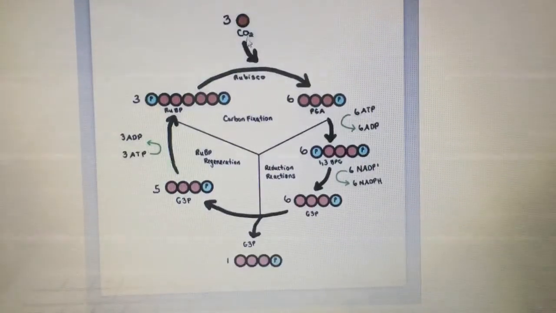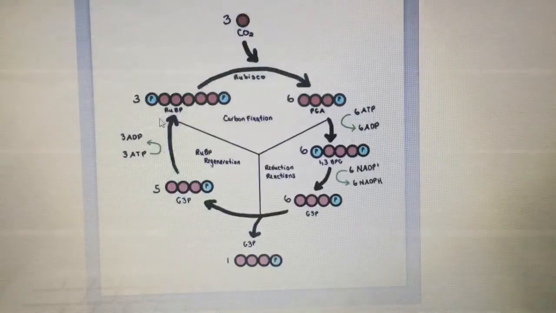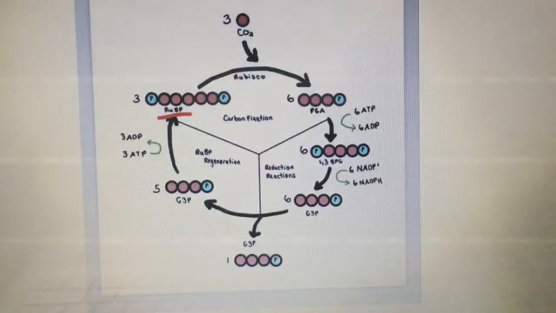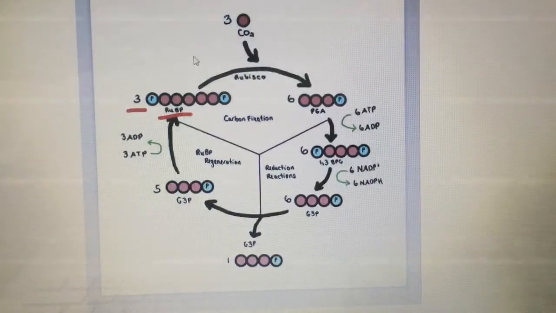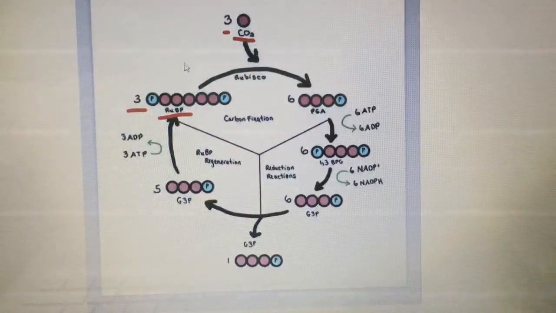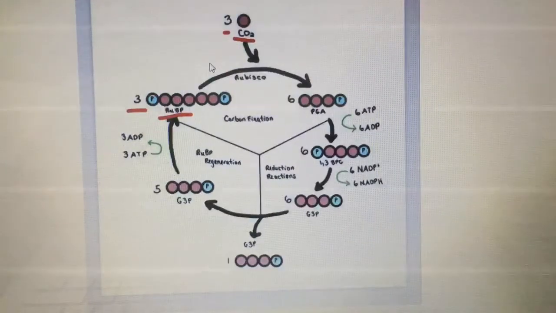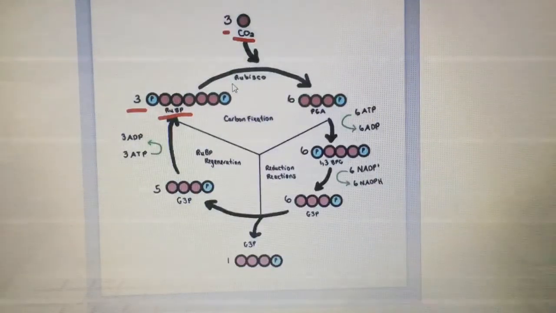Okay, so here we will start with the RuBP first. RuBP is short for ribulose bisphosphate. Here we can see 3 molecules of RuBP. These 3 molecules of RuBP will be fixed with 3 molecules of carbon dioxide. This is the first step of the Calvin cycle, and this step is catalyzed by an enzyme called rubisco.